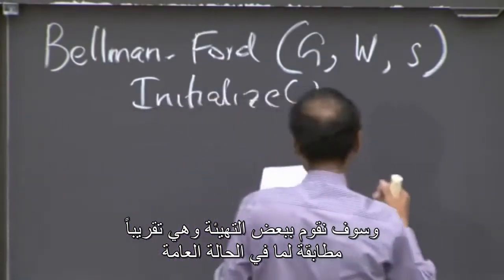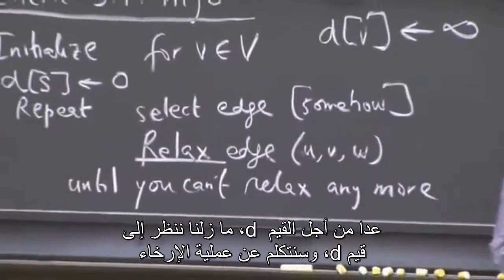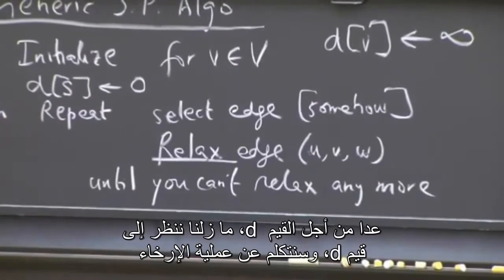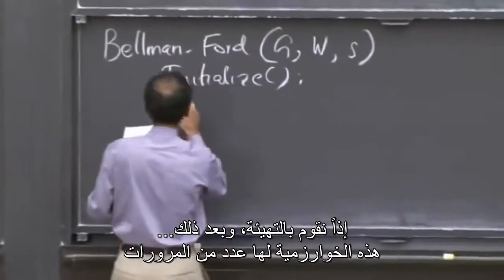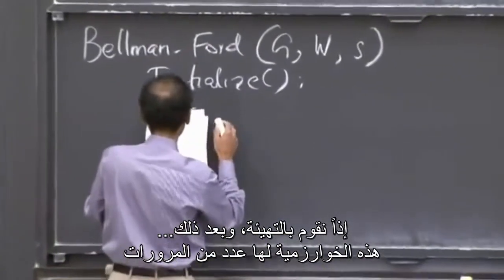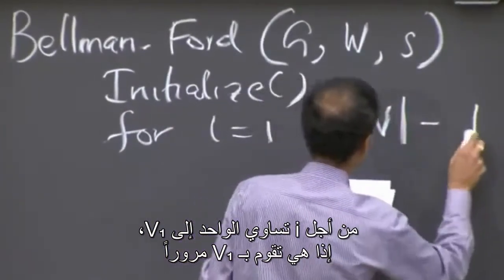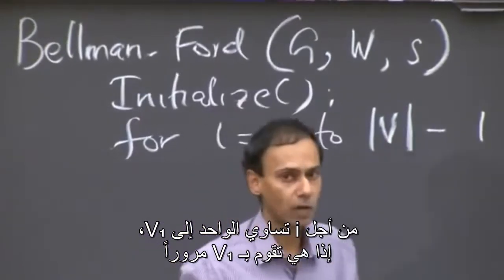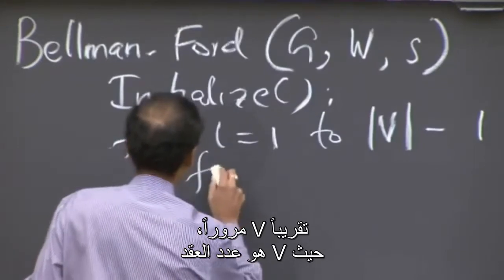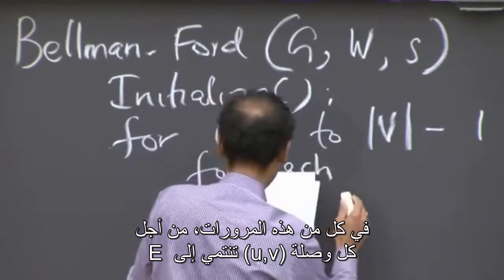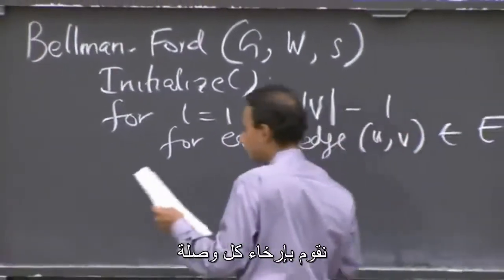And we'll do some initialization. It's exactly the same as in the generic case. Set the d values. We'll still be looking at the d values and talking about the relaxation operation. So we do an initialization. And then this algorithm has multiple passes. It goes for i equals 1 to v minus 1. So it does v minus 1 passes, roughly order v passes, where v is the number of vertices. And in each of these passes, for each edge uv belonging to E, it relaxes every edge.